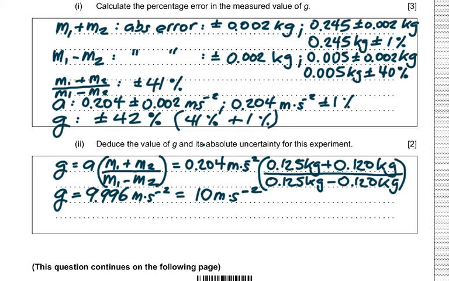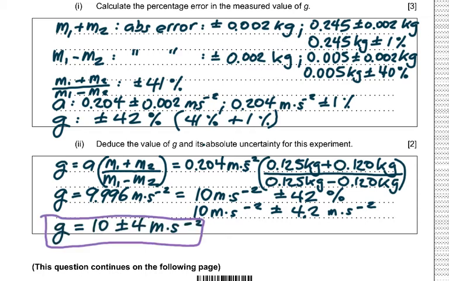and so we found in the I earlier that the percentage uncertainty is 42%. 42% of 10 is 4.2, but we need to, again, watch those significant figures. So 4.2 is not appropriate, and our final answer is, voila, G is 10 plus or minus 4 meters per second squared. An acceptable answer according to the mark scheme is 10.0 plus or minus 4.2 meters per second squared.